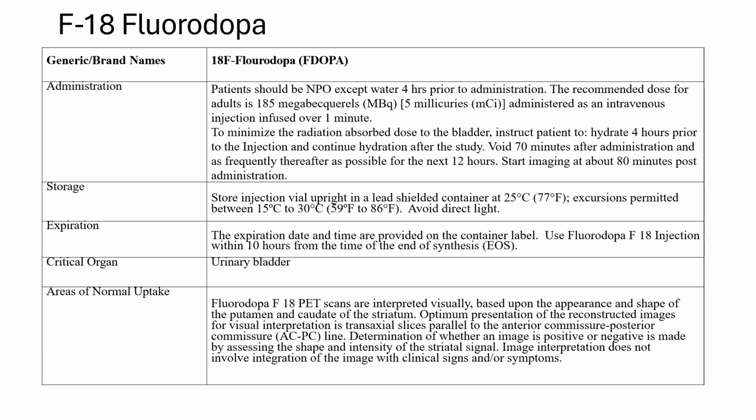The normal areas of uptake, or normal biodistribution, for F-DOPA are based on the appearance and shape of the putamen and the caudate of the striatum. If you look at those axial images, it kind of represents a semicolon, with the caudate at the top, and the putamen makes the comma shape. So optimum presentation of the reconstructed images for visual interpretation is the transaxial slices, where you actually see that semicolon shape.